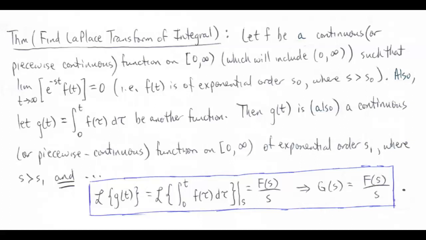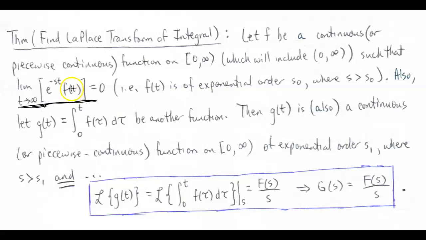We want to find the Laplace transform of the integral of some function. So if we let f be a continuous or piecewise continuous function on this interval from 0 to infinity, and of course that includes 0 to infinity open, just in case your function is not defined at t equals 0. And we know that our function, in order for it to be suitable, aka to be Laplace transformable, is going to have to meet this condition here.